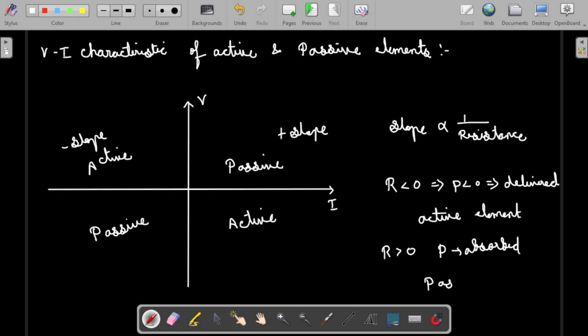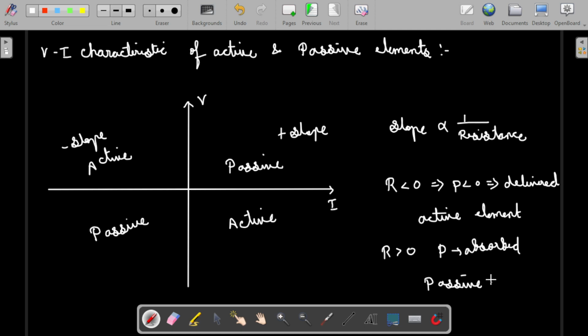Okay, so that is the analogy we are going to use to find out whether a particular element is active or not. So this is method 1. Method 2 is that if the voltage polarity and current direction are given, and the current enters the positive terminal, we know that power is absorbed. That is what we discussed in the previous class, right?